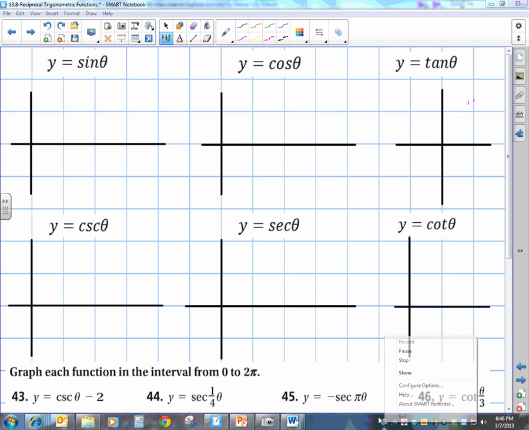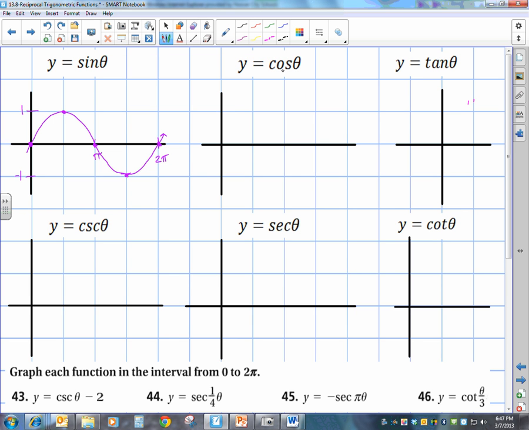So, on our graphing, to graph our reciprocal functions, we want to remember our original three trig functions that we've talked about. So, with my sine curve, remember that we start at 0. We have a max of 1, a min of negative 1. We start at 0, 1, 2, 3, 4. We go to 2 pi, and we end at 0. Halfway between is a 0. Halfway between the first two is a max. Halfway between the last two is a min. So we connect them. And there's our sine curve.